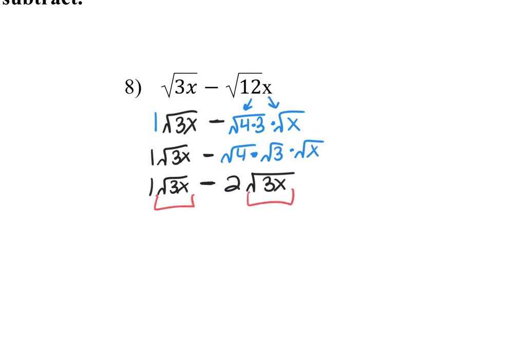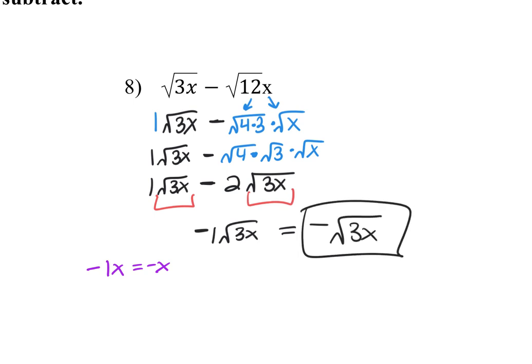And now I just do 1 minus 2, and that gives me negative 1 square root of 3x, which just like we don't write negative 1x, we just write it as negative x. Same idea here. We would just write it as negative square root 3x. And that would be our simplified final answer.